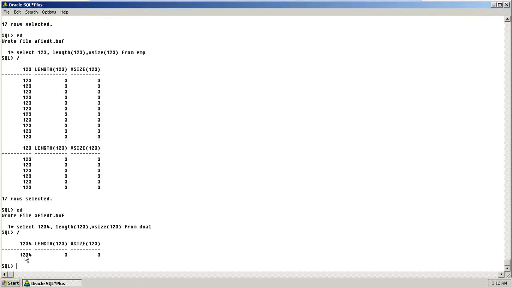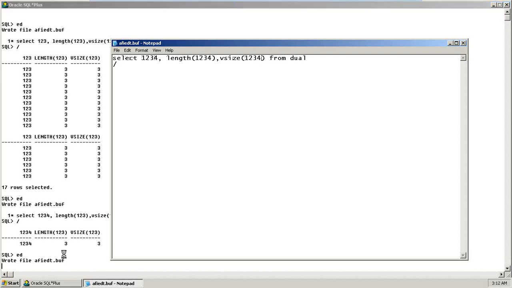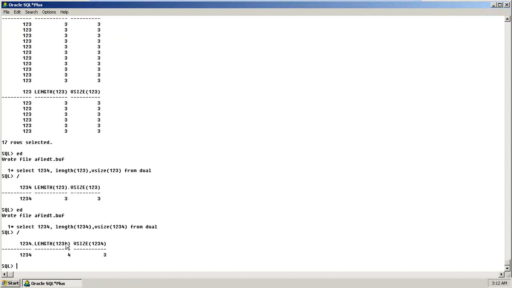See here, 1, 2, 3, 4. What is the 1, 2, 3, 4? Sorry, here I gave 1 2 3 4. Now you see the length is returning 4 digits, but vsize is giving you 3, meaning it is occupying only 3 bytes of memory. That is variable size, vsize. This is the length function and the vsize function.